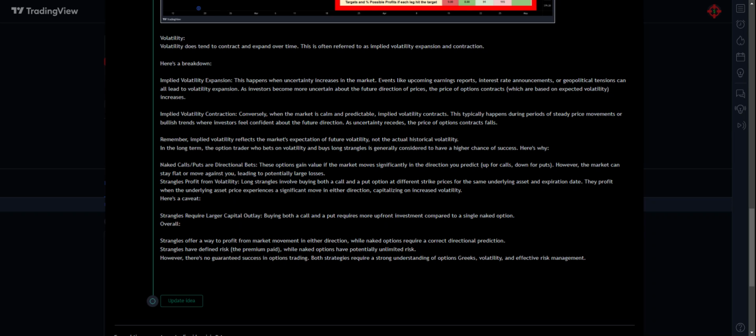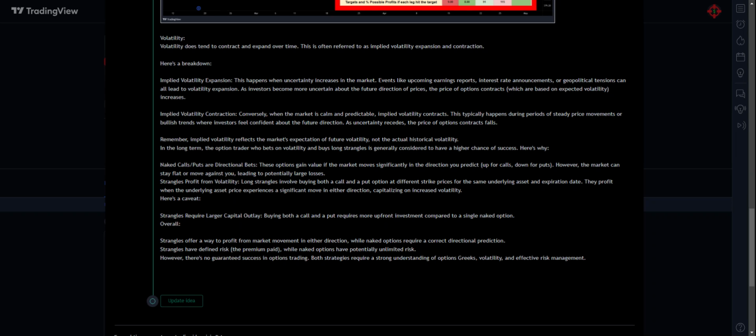Naked calls and puts are directional bets. These options gain value if the market moves significantly in the direction you predict. So this is two factors: significant move in the direction that you predict. However, market can stay flat or move against you, leading to potentially large losses. If market doesn't move and stays flat, it doesn't matter what option you have or which direction you are in, you're going to lose money because of the time decay.